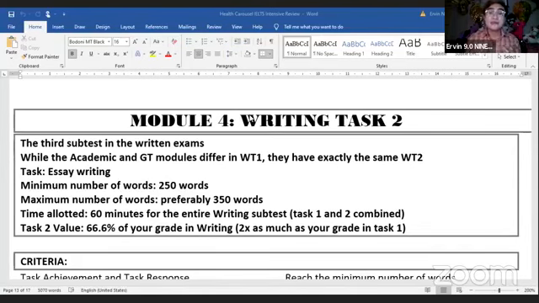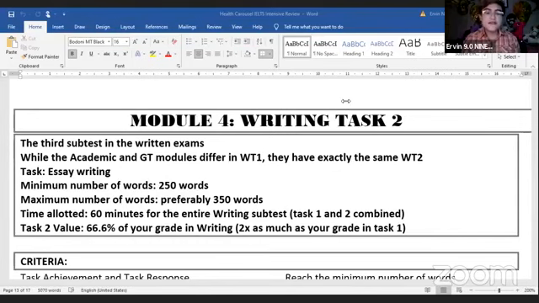So far, we have 21 participants here in our Zoom meeting. I just need to ask, how many of you are going to take the academic module? Kindly comment. I just need to see the chat box. And do we have anyone here who's going to take the general training module? How many are planning to take general training? No one? Okay, we have one.